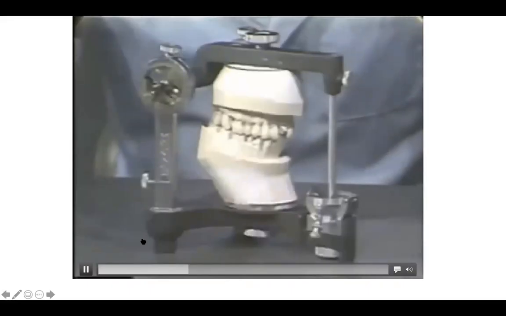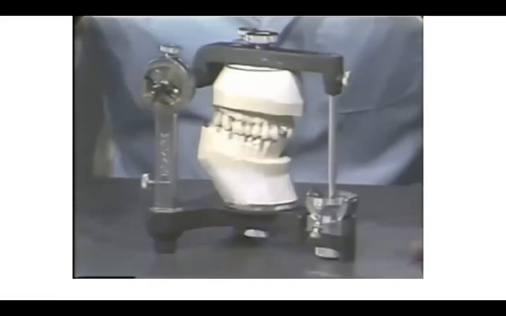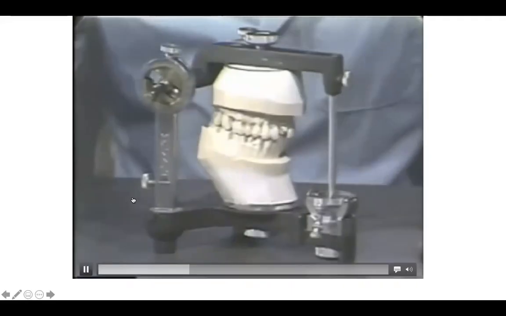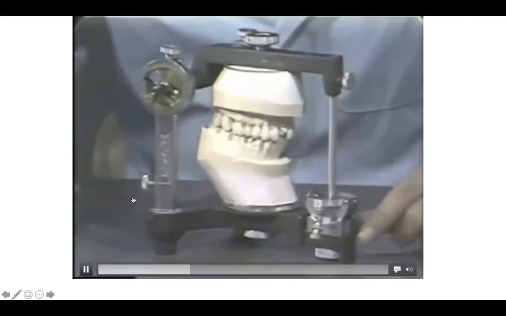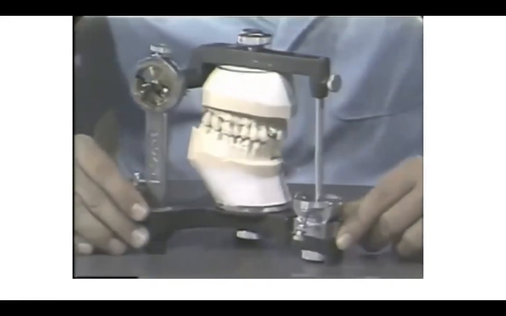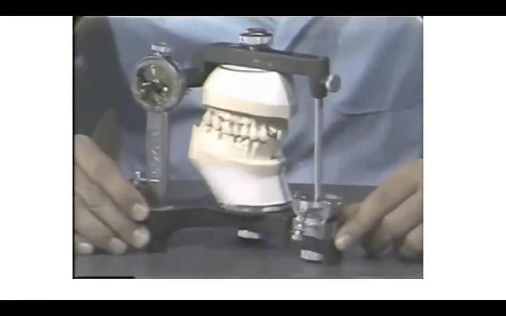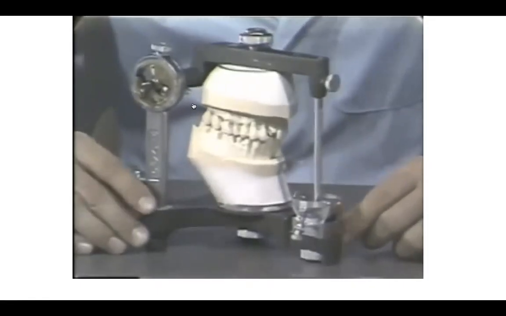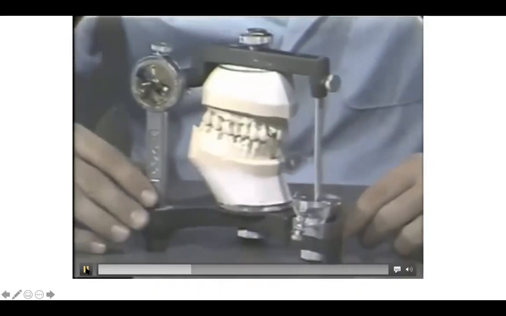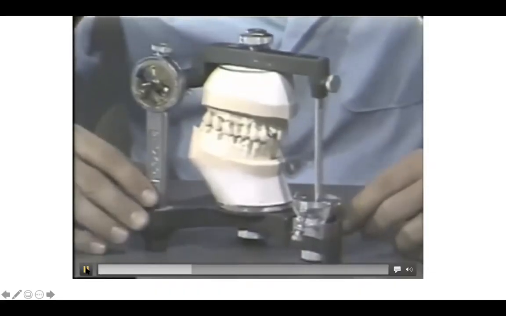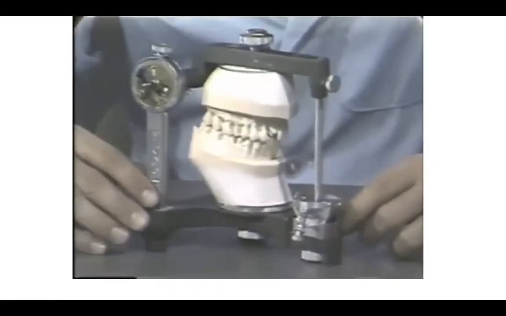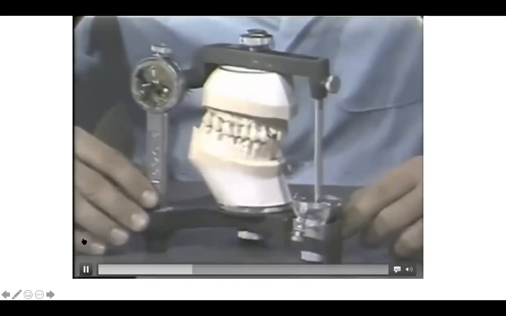And we'd like to show some of the parts of this Hanau articulator. The Hanau 2 model articulator is an average type instrument and is capable of only a portion of the movements that the patient can make. It will not be accurate to the nth degree.